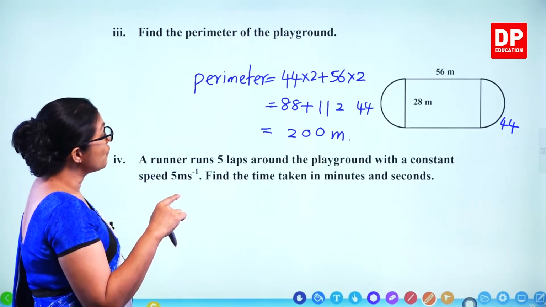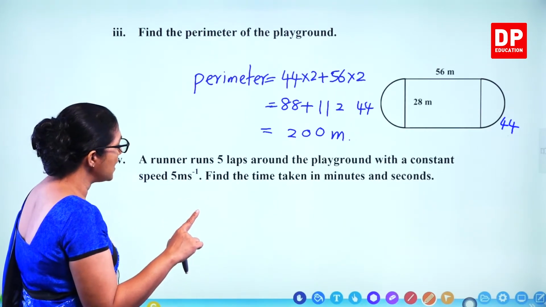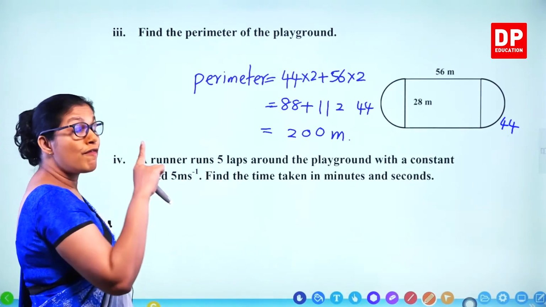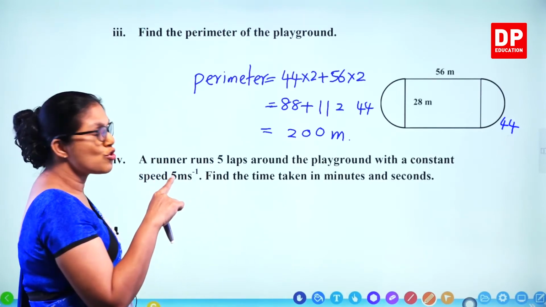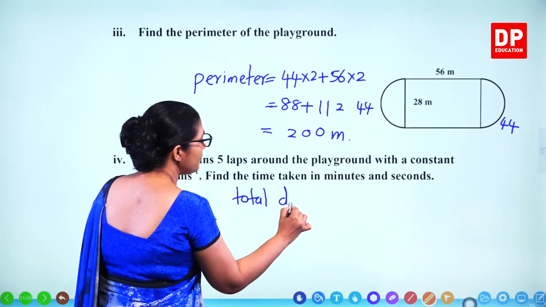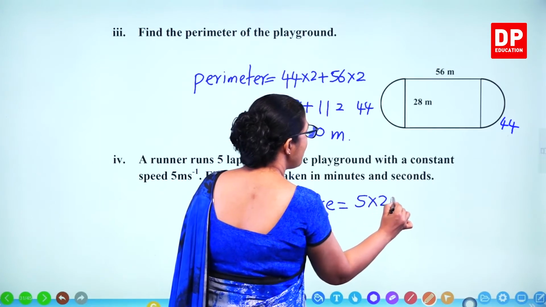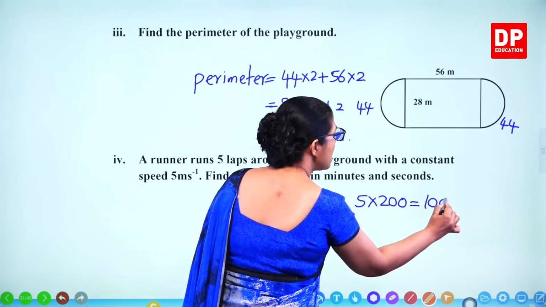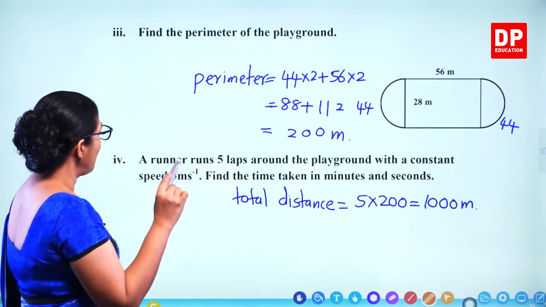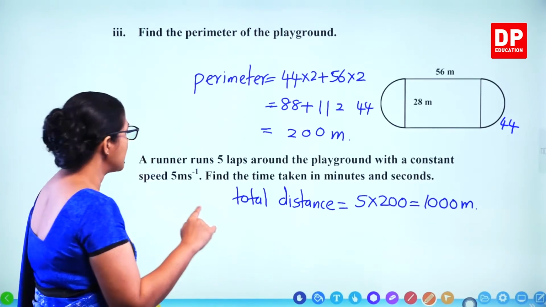A runner runs 5 laps around the playground with a constant speed of 5 meters per second. Find the time taken in minutes and seconds. For the 5 laps, 1 lap is 200 meters. So what is the total distance? 5 times 200. That's 1000 meters. That's the total distance. And the speed is 5 meters per second. So what is the time?